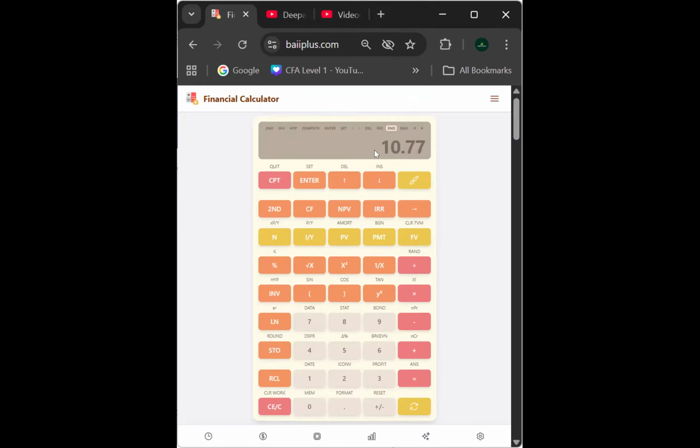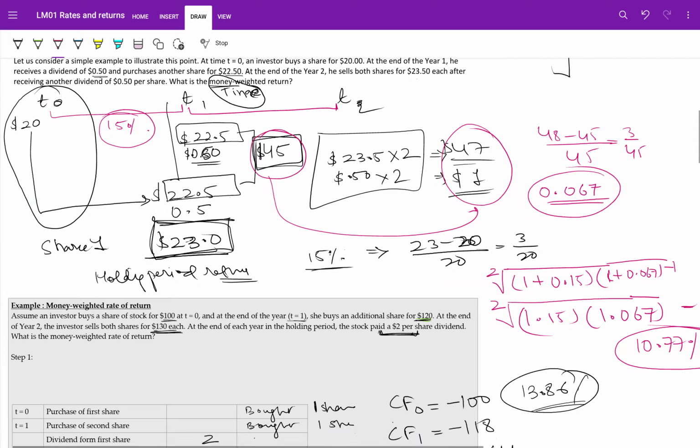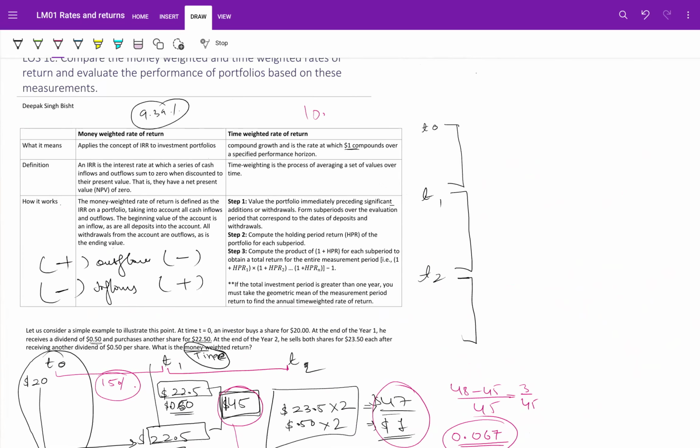Okay, my bad. 10.77. So 10.77 is the holding period return. The 10.77 is the holding period return for time weighted return. So 10.77 is the holding period time weighted return. 10.77% and 9.39%. So same figures.